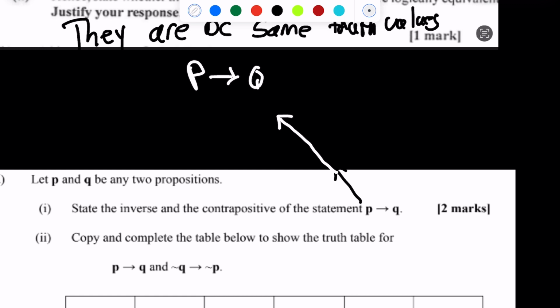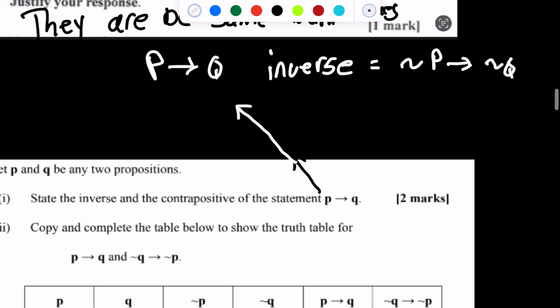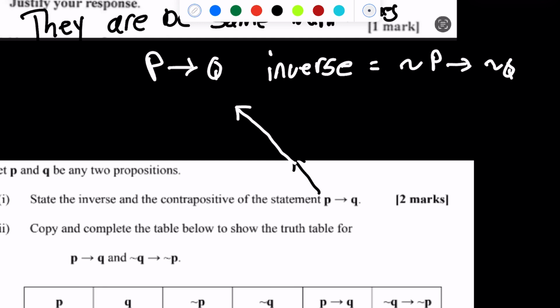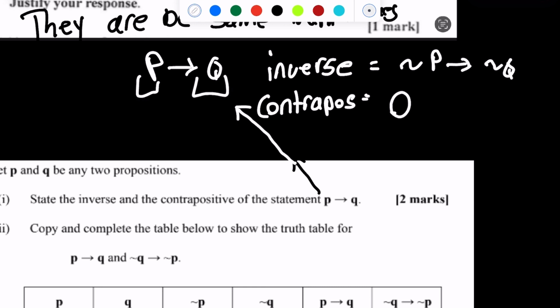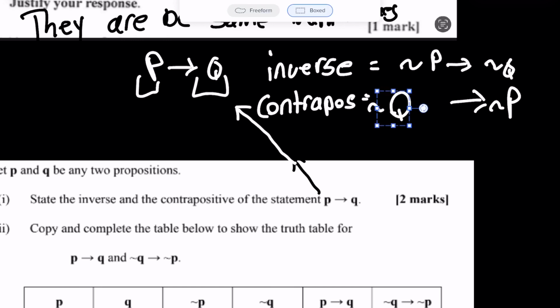So what do we want now? If we want the inverse, we know the inverse is just changing the sign. So the inverse is going to be equal to negation of P, then negation of Q, because we're just changing the signs. But if they want the contrapositive, that's going to be equal to what? For the contrapositive, remember, we switch the order. So we'll have Q, then P, and then we negate them. So we have negation of Q, then the negation of P. And that's just it. They asked us to state that, and we did.